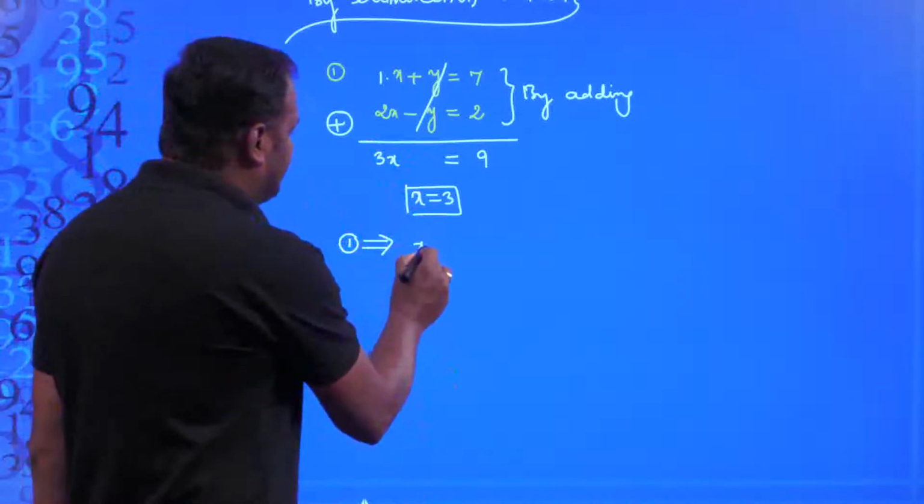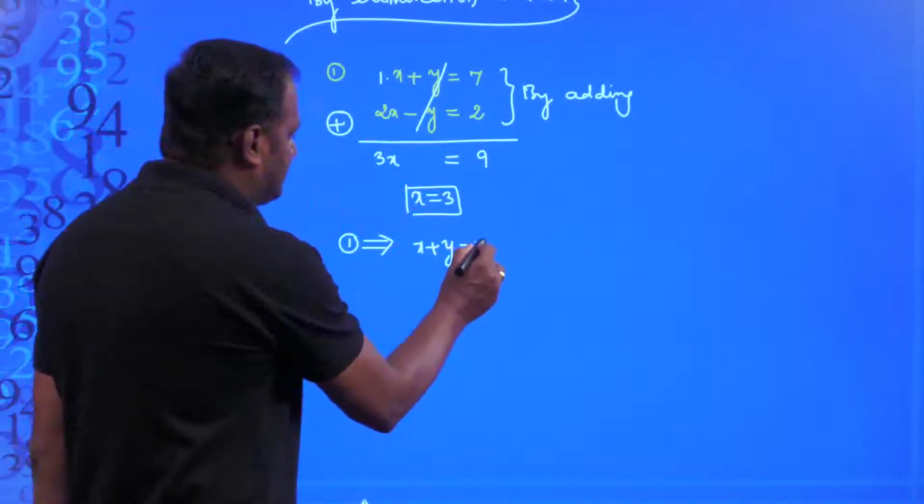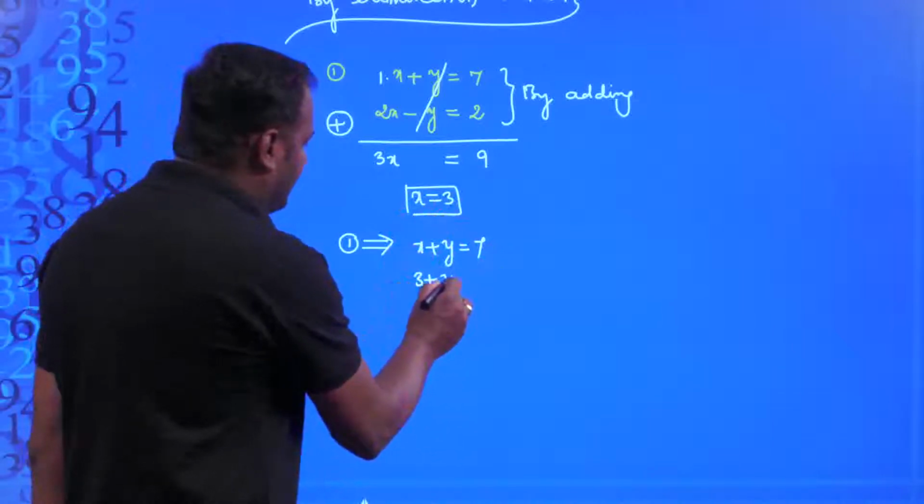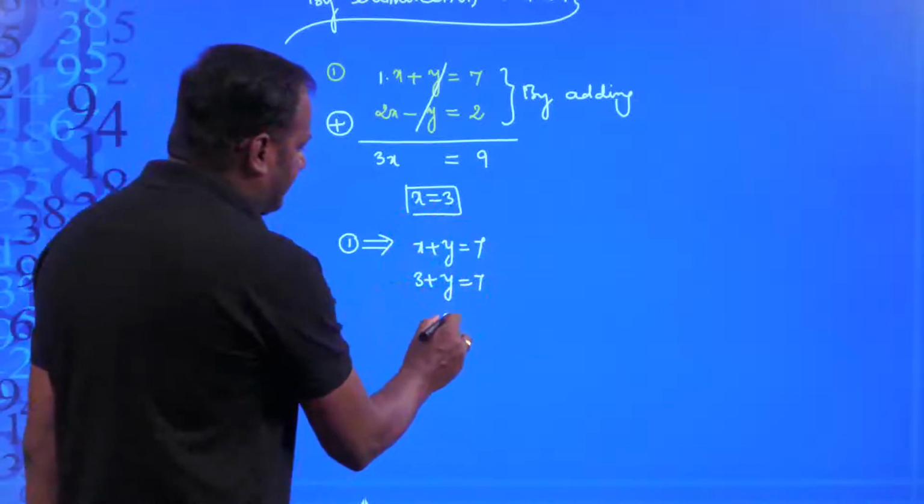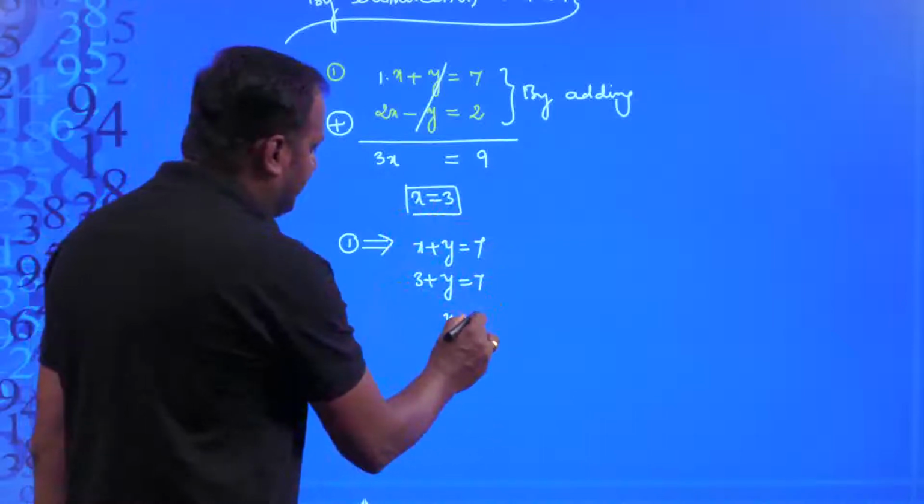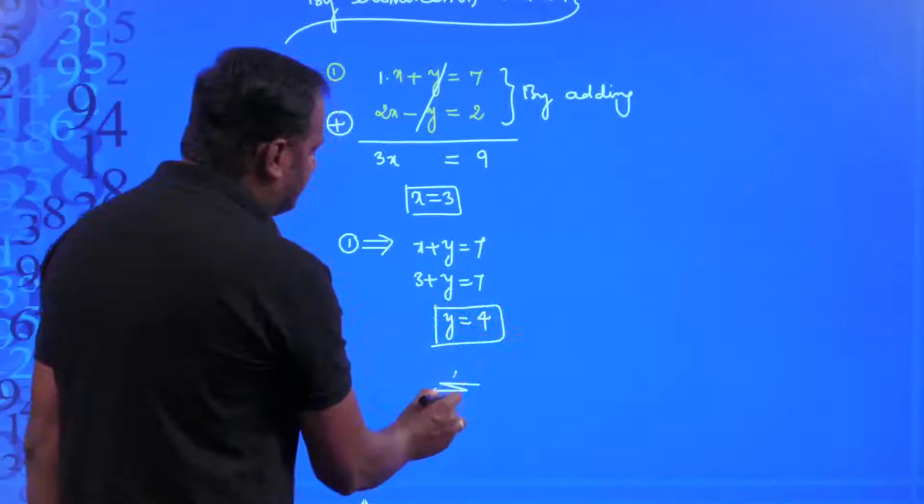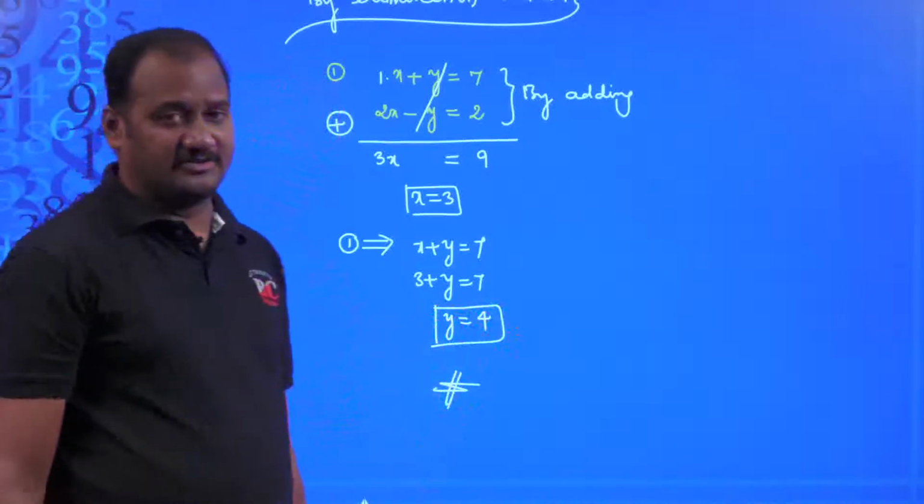So, taking the first equation and substituting this x value: x plus y is equal to 7. Now, I am substituting x equal to 3 here. So, 3 plus y is equal to 7. Therefore, y is equal to 7 minus 3, which is equal to 4. Therefore, the value of x is equal to 3 and the value of y is equal to 4.